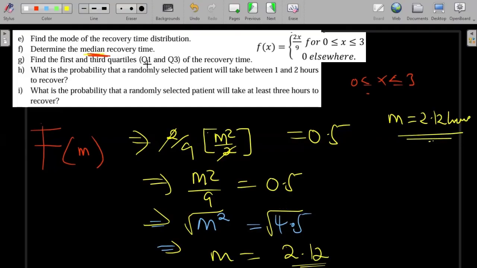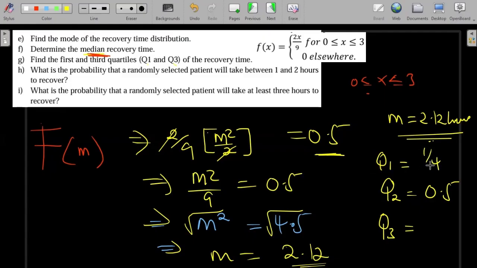And then to find Q1 and Q3, we're just going to be equating this CDF to different numbers. The median is also known as Q2. Then we have Q1, and then we have Q3. When you're finding Q2, we said you equate the CDF to 0.5. And when you're finding Q1, you have to equate the CDF to 1 over 4.